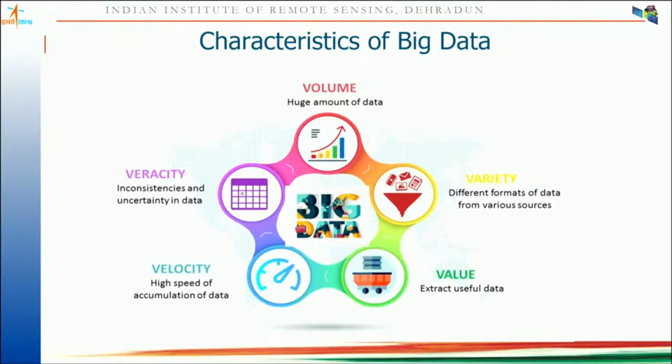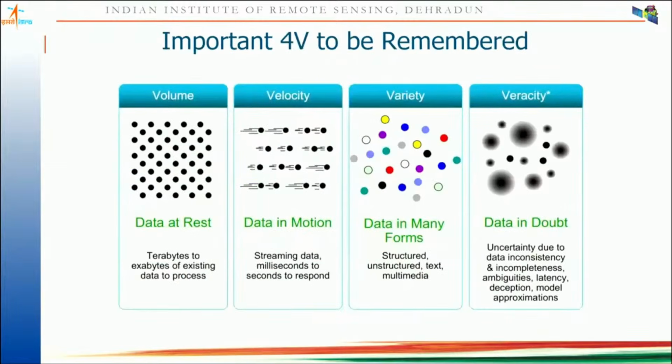If there is a lot of inconsistency or uncertainty in this data, then veracity is another important characteristic, which is very much applicable to social media platforms, where you generate a lot of geographical data and location-specific data, but it also has a lot of uncertainty. So these are the 6 major characteristics of big data.